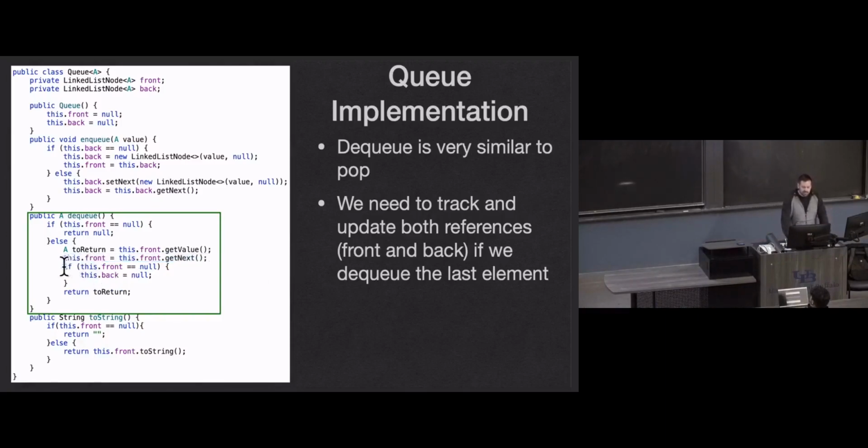The one difference is if we just dequeued the last element in the list, the last element in the queue, then we have to also update the back reference to be null. So we don't want the back reference to still be referring to the last node that was just removed, that was just dequeued. So we want to update back to also be null to indicate that this is an empty linked list now.